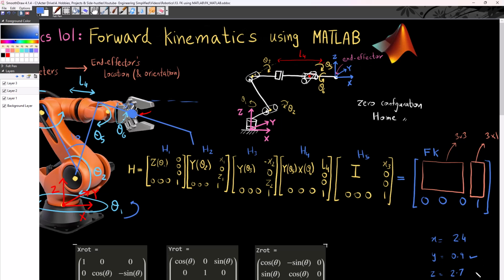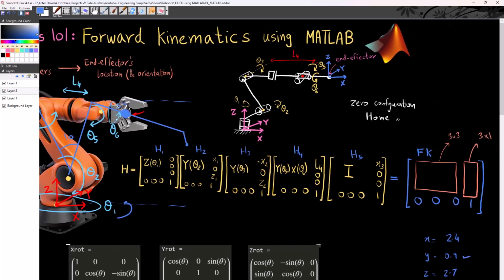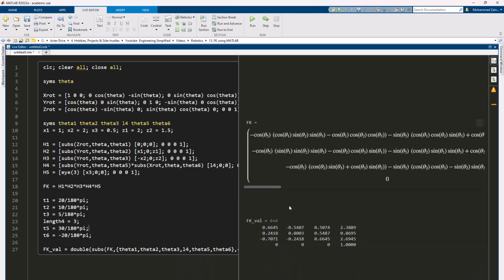And then there is x and z involved, both are positive, since the end effector location is going to be right here, which is going to be above the x axis and in the positive z direction, right? Which makes sense. So I know that my XYZ that I'm getting are correct, and this 3 cross 3 matrix shows me the orientation of the XYZ axes in the fixed frame.